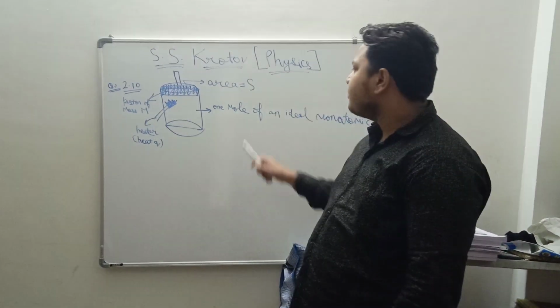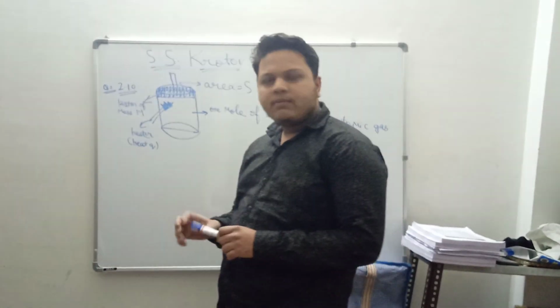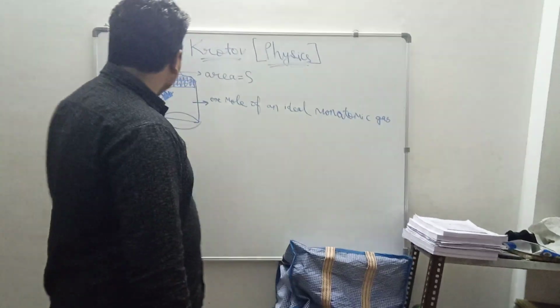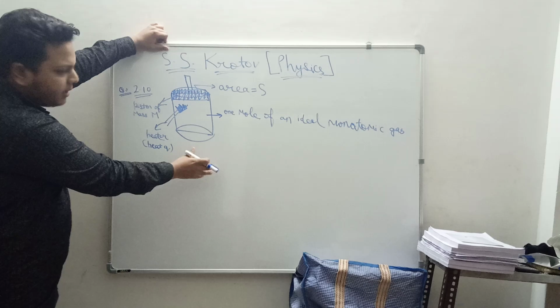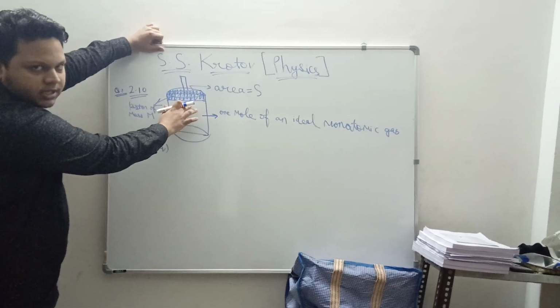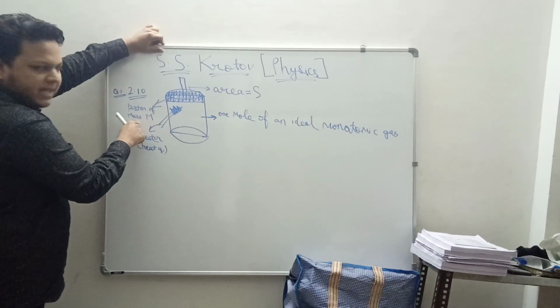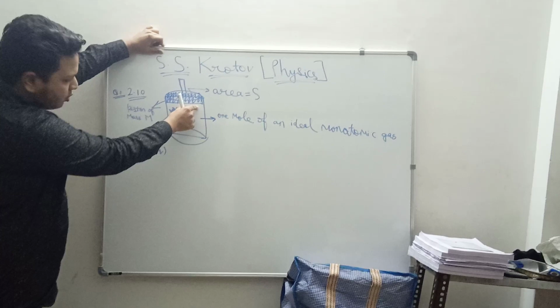So, this is problem number 2.10 from the book SS Proto. Let me explain it, and then I will give you some time to solve the question, and we will discuss the solution. In this problem, we have a cylindrical arrangement in which a piston of mass m is kept on the top of the cylinder. A heater is attached below the piston.